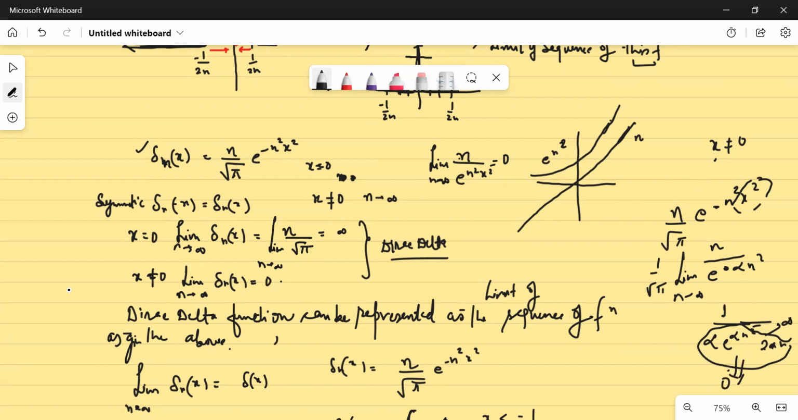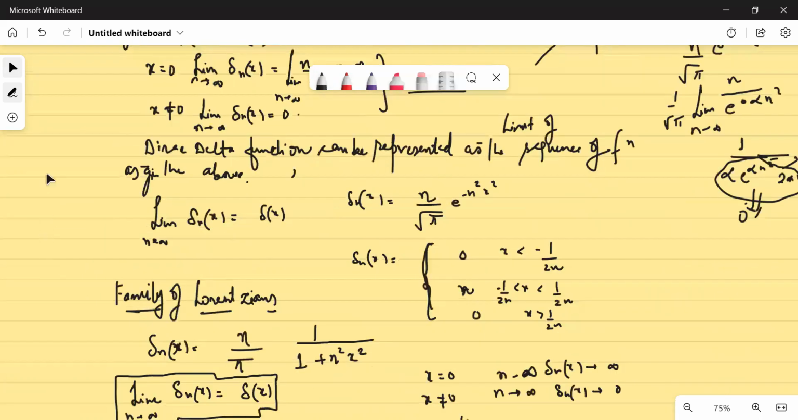So try to understand my point: as x is not equal to 0, as n tends to infinity, this sequence of Gaussians would move towards 0. And if x is equal to 0, this is becoming 1, and as n tends to infinity, this will go towards infinity. This is the kind of definition that you see in the Dirac delta function: at x equal to 0, the function is infinite, and at x not equal to 0, it is 0. So you can see that this family of Gaussians in the limiting case can resemble your Dirac delta function.